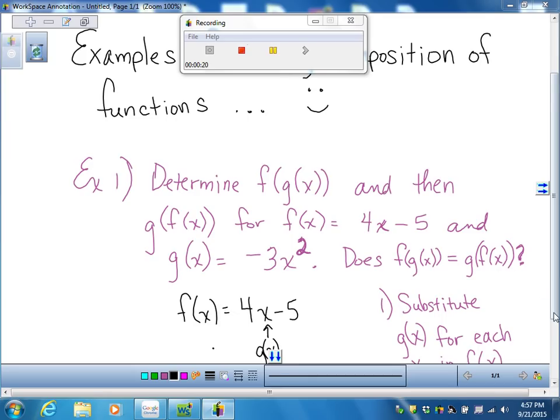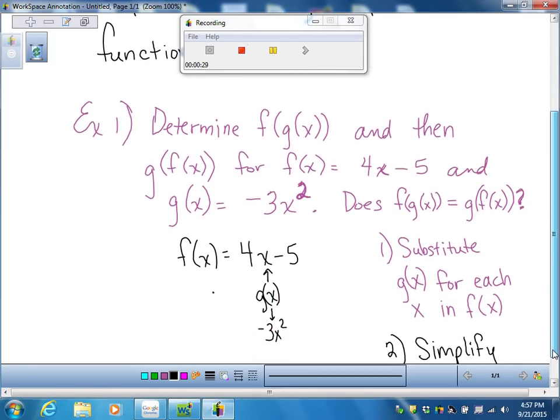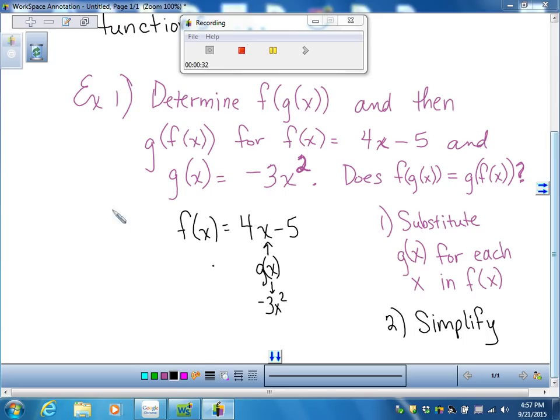So the first thing we're going to do is try to find f of g of x as our first problem. So we'll call that part A. F of g of x. So the first thing I'm going to do is write down my f of x function, and then I'm going to substitute g of x for each x in the f of x equation. So in place of the x right here, I'm going to plug in g of x, which is negative 3x squared.